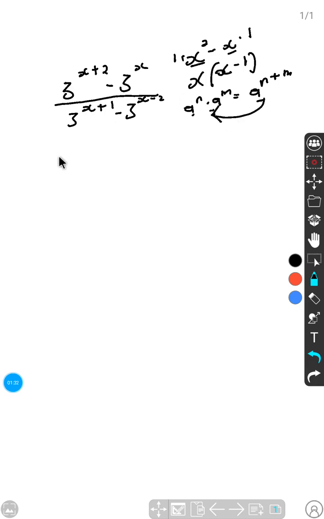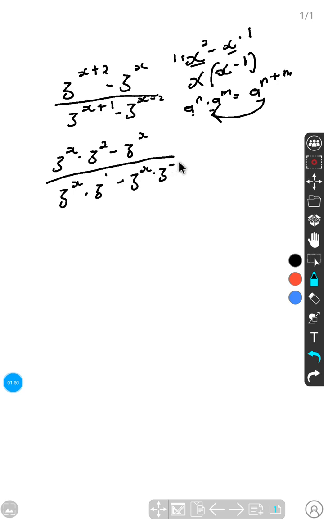We're going to write 3 to the power x times 3 to the power 2 minus 3 to the power x, all over 3 to the power x times 3 to the power 1 minus, changing this one, 3 to the power x times 3 to the power minus 2. Right now we have a common factor 3 to the power x, even down here. So let's start with the numerator. We remove it out.